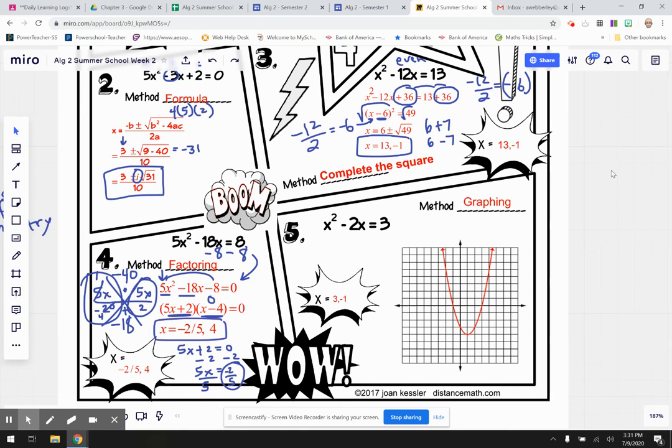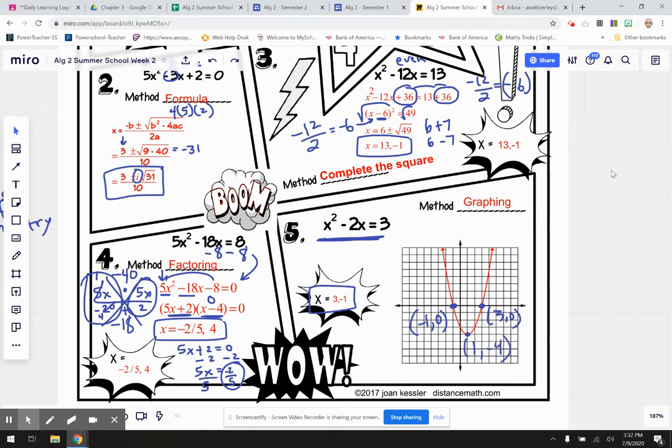And then number 5 is our graphing. So I would have just typed this into Desmos, and I would have seen that the graph touches here at negative 1 and right here at positive 3. So this point is negative 1, 0. This point is 3, 0. So your two solutions are 3 and negative 1, where it touches. Your vertex is down here at the bottom at 1, negative 4.